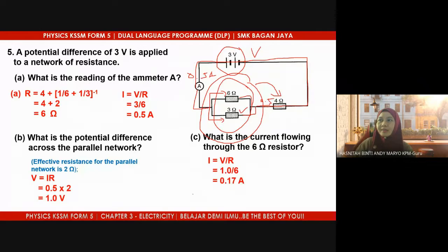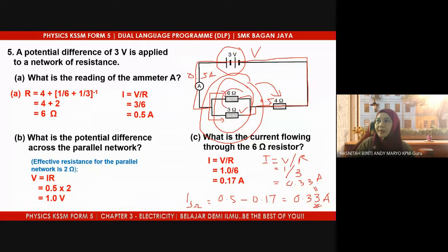You can subtract. So the current through the 3 ohm resistor, you write like this, is 0.5, the total current, the main current, minus the current flowing through the 6 ohm resistor. So it will give you 0.33 ampere. You can find it by doing this, or you can apply the formula. I equals V divided by R, where the voltage here is 1, divided by the resistor here, which is 3. So 1 over 3 will give you 0.33 ampere. So you can see the answer is the same. Once you find the current in the 6 ohm resistor, you can find the current in the second resistor by subtracting it from the main current, or by the formula I equals V divided by R. Yes, very good.